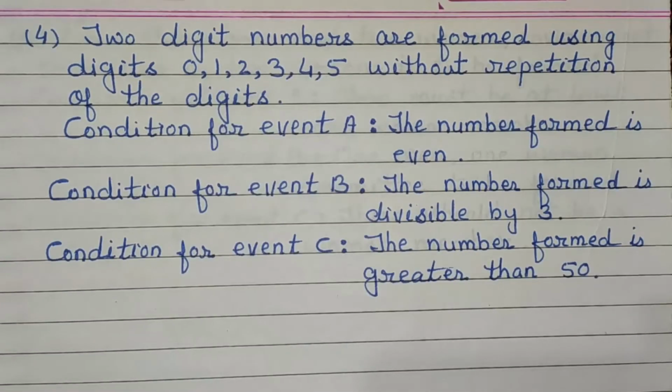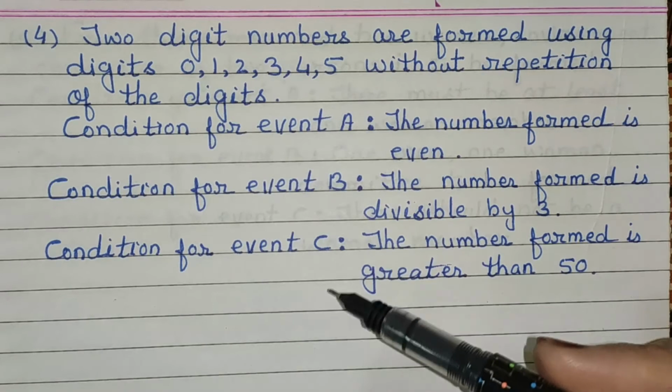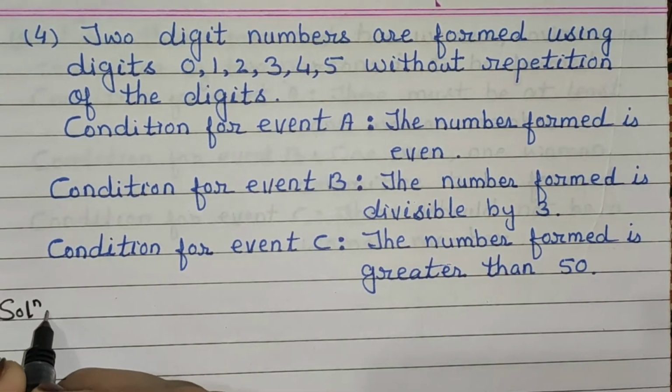Now, next question is, 2-digit numbers are formed using digits 0, 1, 2, 3, 4, 5 without repetition of the digits. And the conditions for events A, B, C are given here. Now write down the solution here.